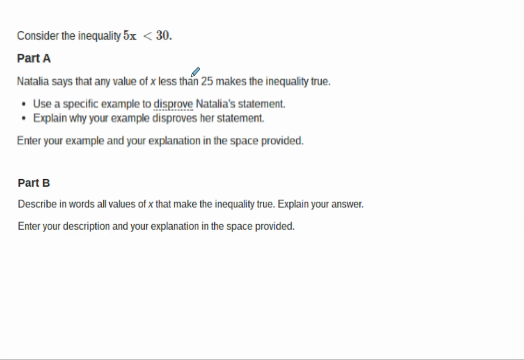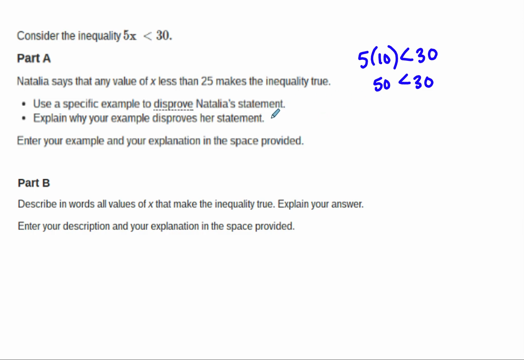All right, so let's see. Any value of x less than 25 makes it true. So let's pick something that's less than 25, but easy to work with. I'm going to pick 10. Let's see if that would be true. 5 times 10 is less than 30. 5 times 10 is 50. 50 is not less than 30.